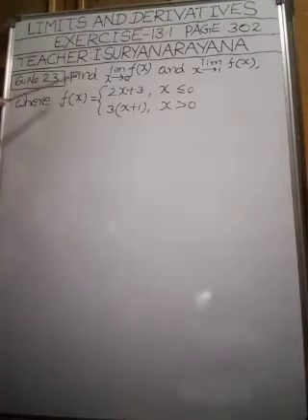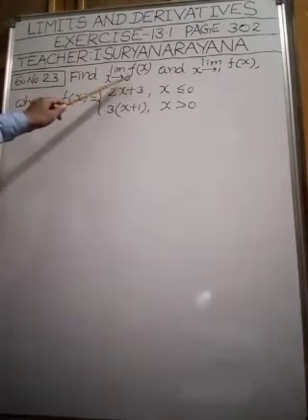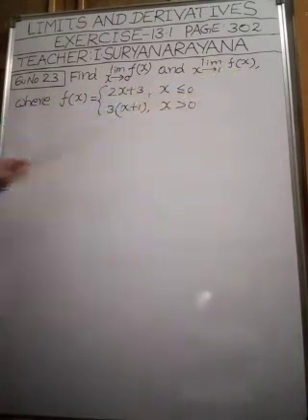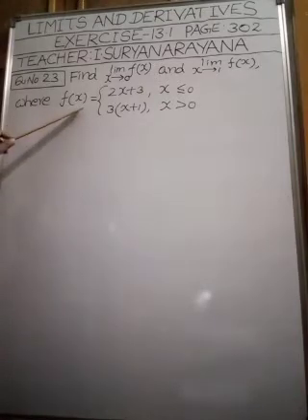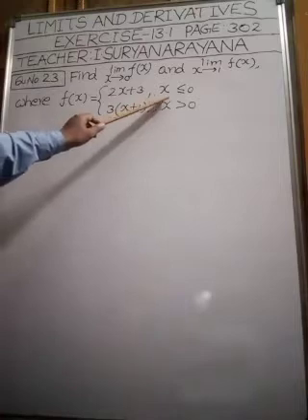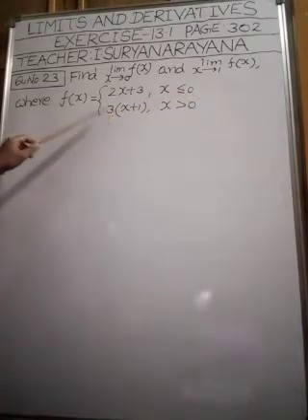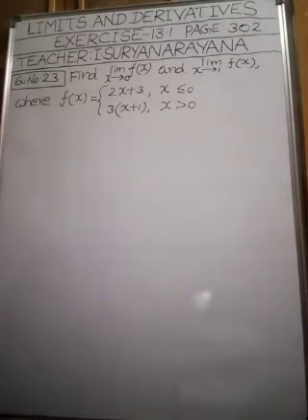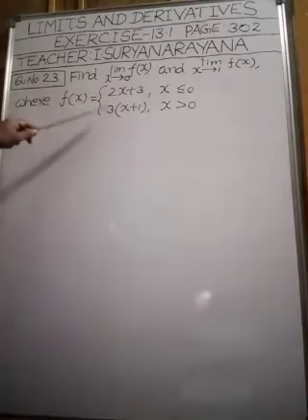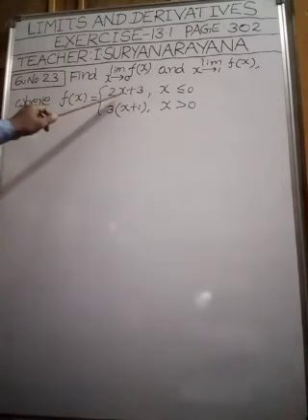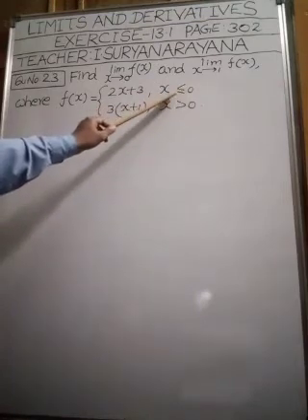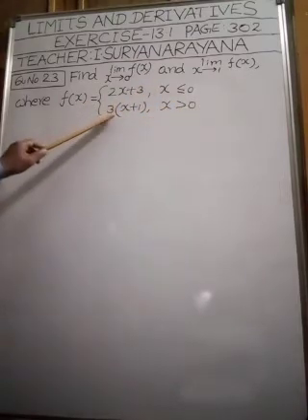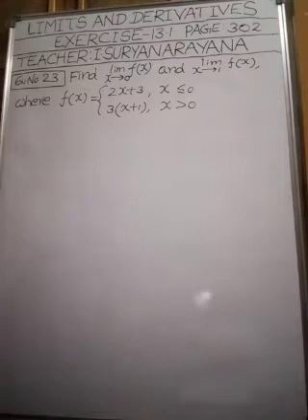Right. See here. Find the limit of f of x as x tends to 0, and the limit of f of x as x tends to 1, where f of x is equal to 2x plus 3 when x is less than or equal to 0, and f of x is equal to 3x plus 1 when x is greater than 0. Okay my dear children, if you observe this function here, f of x is defined in two different ways. When x is less than or equal to 0, then f of x is equal to 2x plus 3. When x is greater than 0, then f of x is defined as 3x plus 1.